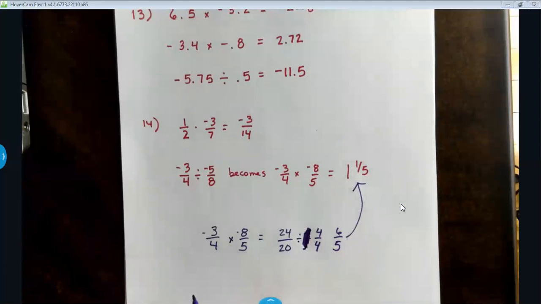So our rules are the same for integers as the rational numbers.